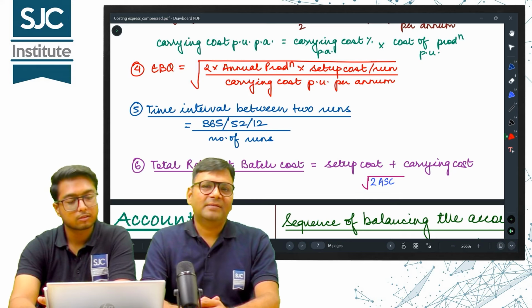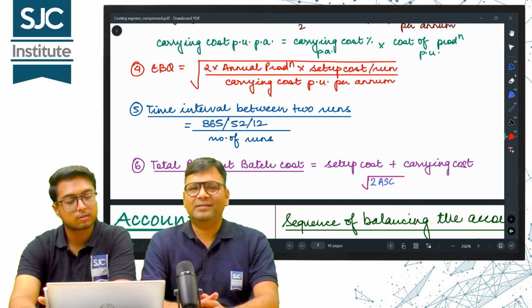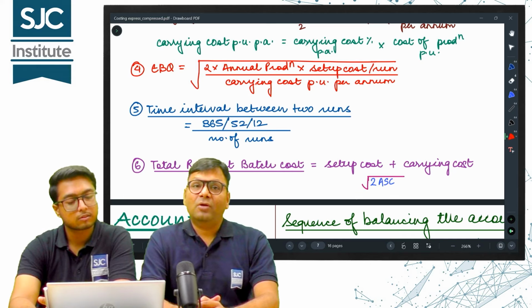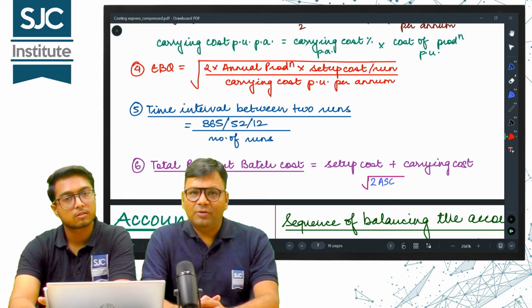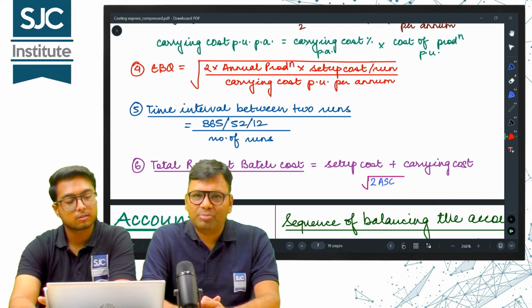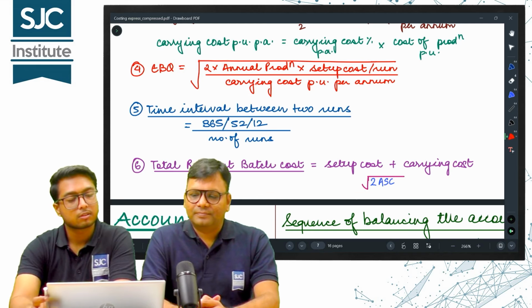Total relevant batch cost comprises 3 items: production cost, setup cost and carrying cost. Usually production costs are not considered relevant items for EBQ computation. It is just the same concept that we have learned in EOQ. This total relevant batch cost can also be computed using a similar formula: root over 2ASC, where A is annual production, S is setup cost per run and C is carrying cost per annum. This will give us the total of setup cost and carrying cost.